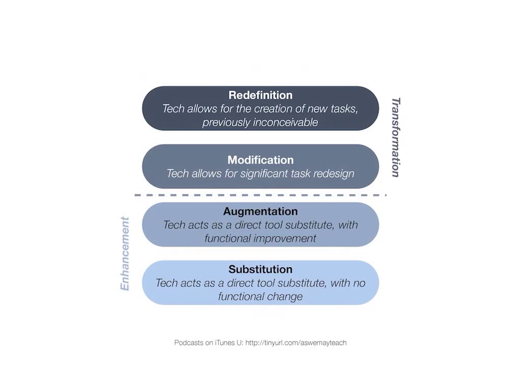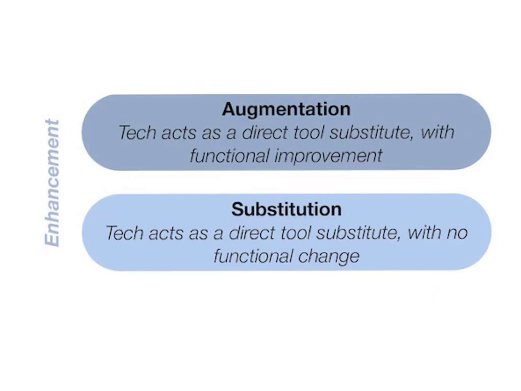Each letter of the SAMR model stands for the four subdivisions. Going up, those are substitution, augmentation, modification, and redefinition. Substitution is the lowest level of technology integration within the SAMR model.